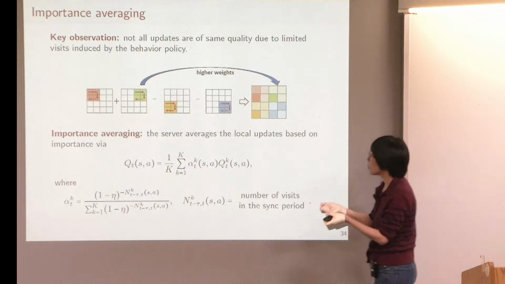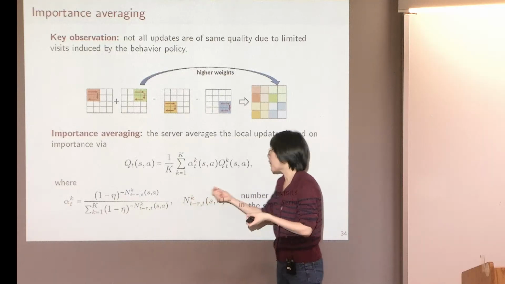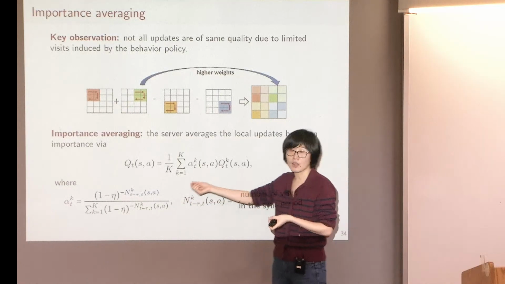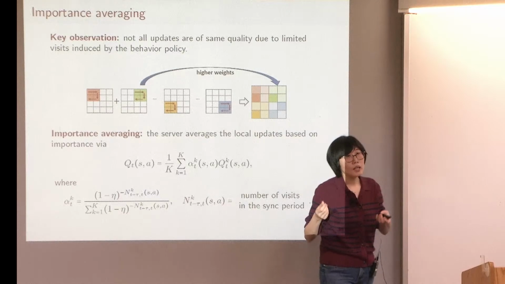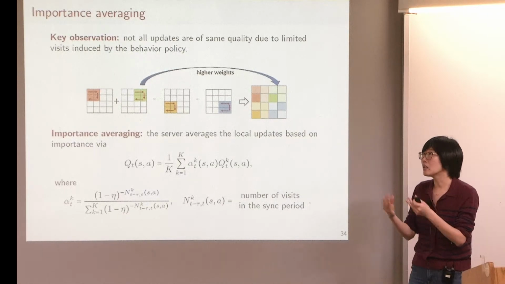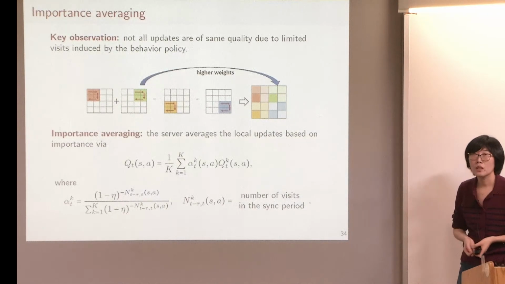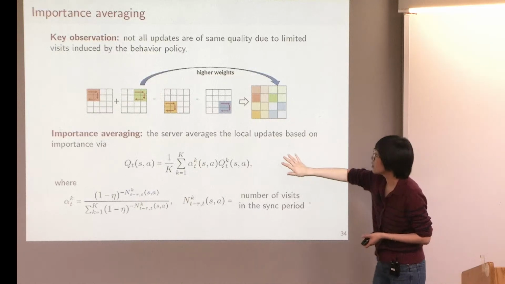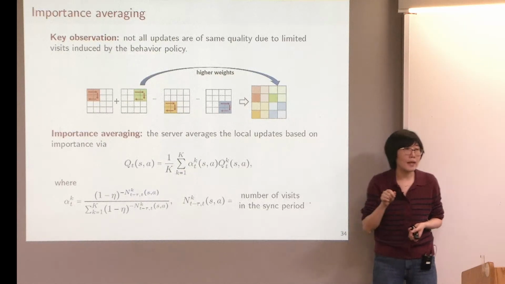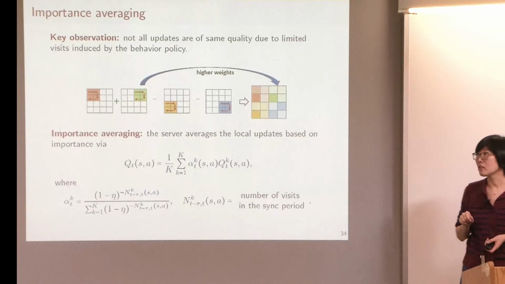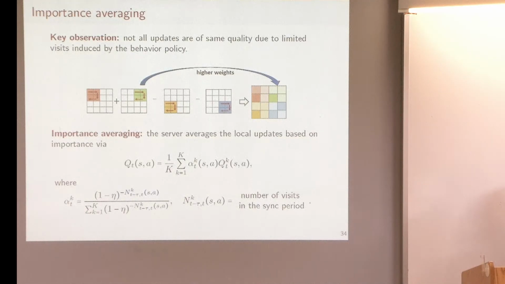And the weights you use will be informed by the visitation counts, essentially some sort of counter, and using the knowledge of your Q-learning update rules. So that's the high-level idea: you should be doing something like importance averaging in the heterogeneous setting rather than doing equal averaging.